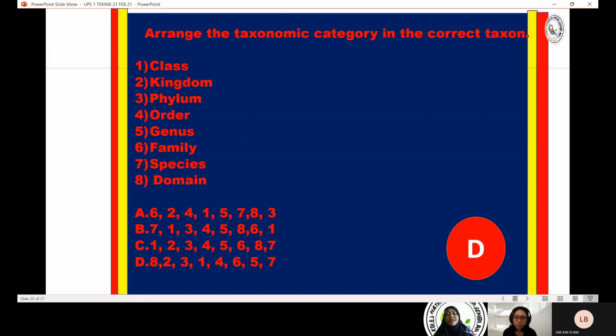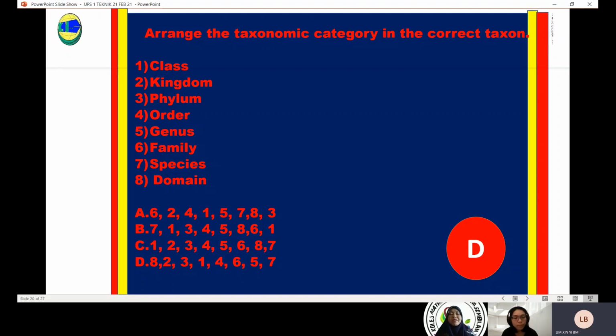So out of the 8, the ones that are always used, you need to know the 3 top and the 2 below. The ones in the middle are usually order, family, and what else? Order, family, and then genus, species.